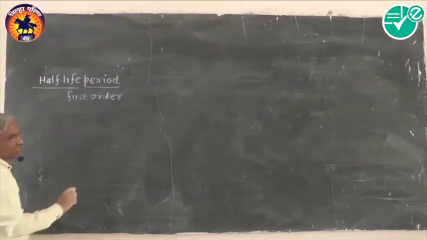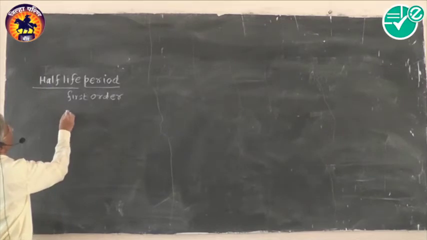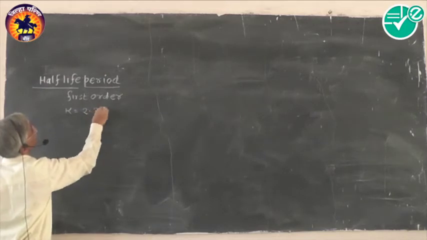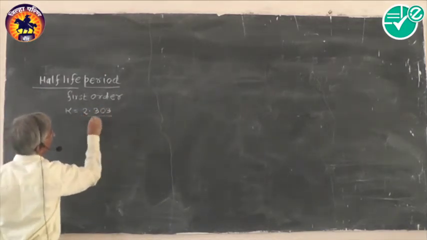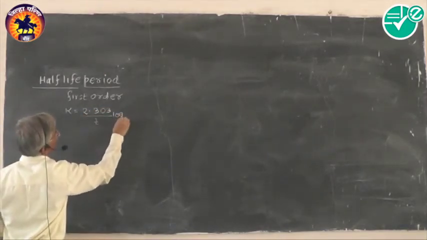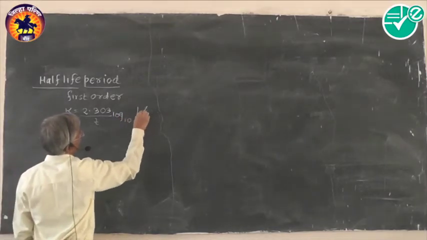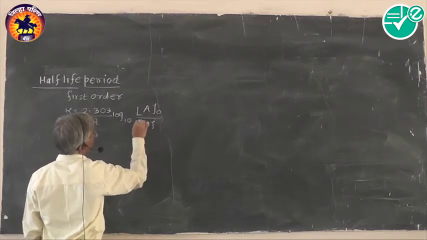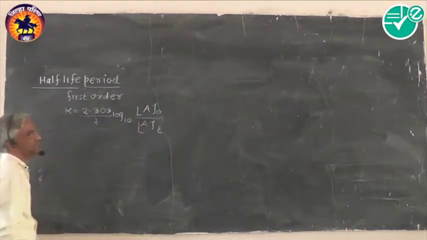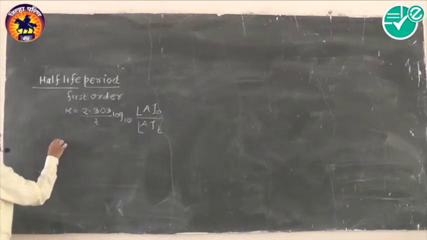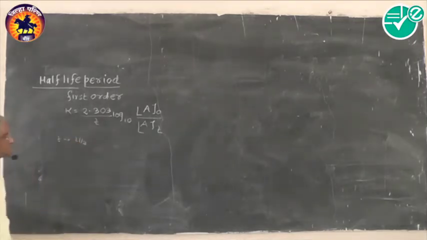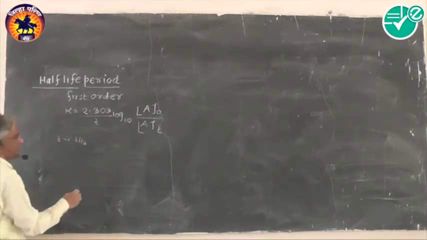We have an equation for the first order that k equals 2.303 upon t log to the base 10, A0 upon the concentration At. Now the half life means the time required for the initial concentration to be reduced to its 1/2.